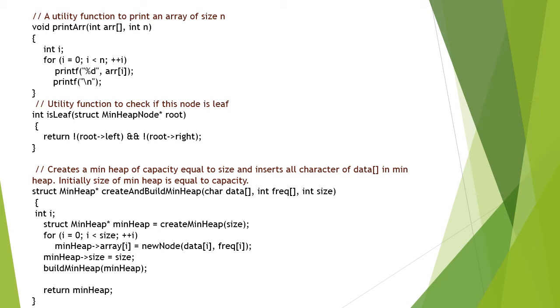The second utility function is going to check whether this node is a leaf or not, and we are going to check the array for that in this function. The third function creates a minimum heap of capacity equal to size and inserts all the characters of data into the minimum heap, and initializes the size of the minimum heap to be equal to the capacity. We are going to call a function inside this, build minimum heap, which takes the minimum heap as a parameter, and we are going to return the minimum heap over here.